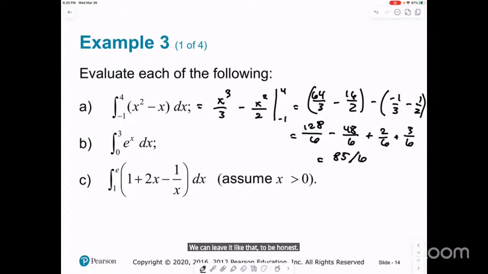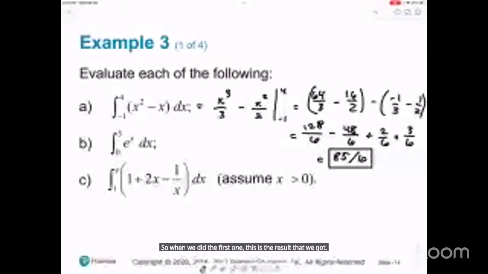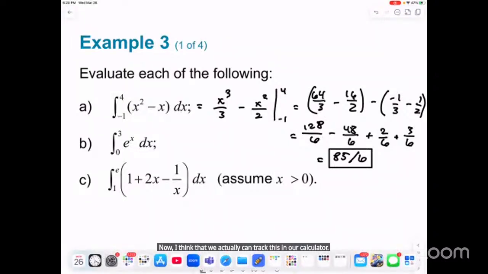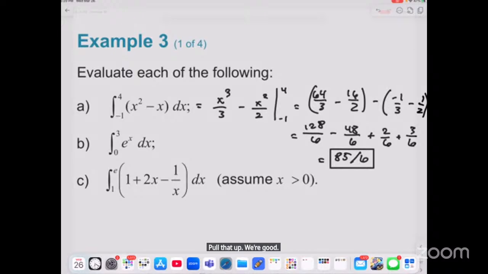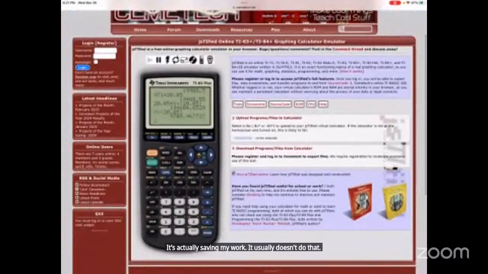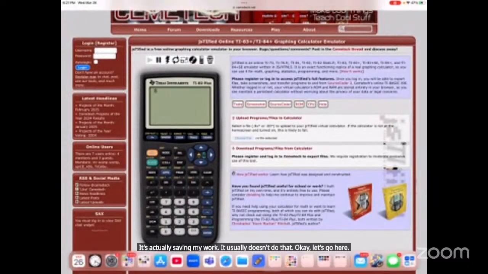That should be okay. So when we did the first one, this is the result that we got. Now, I think that we actually can check this in our calculator. So I'm going to pull that up. I think we're good. It's actually saving my work. It usually doesn't do that. Okay, let's go here. There you go. Okay.